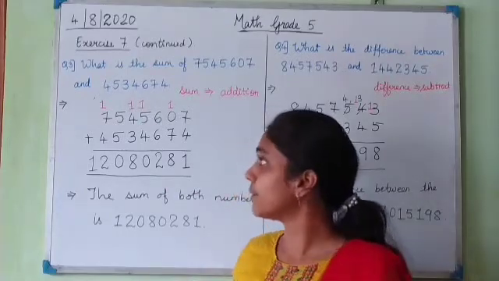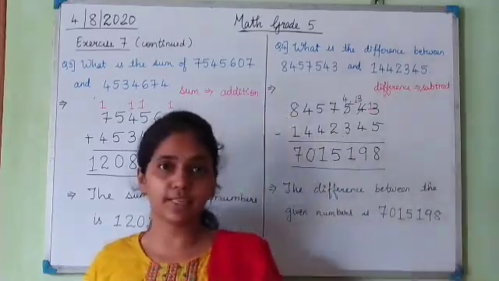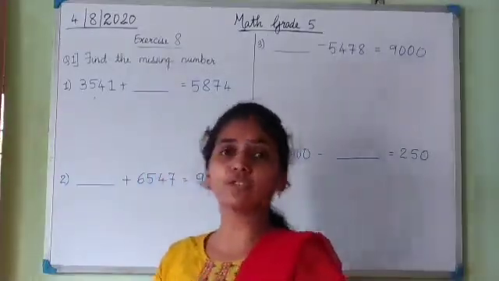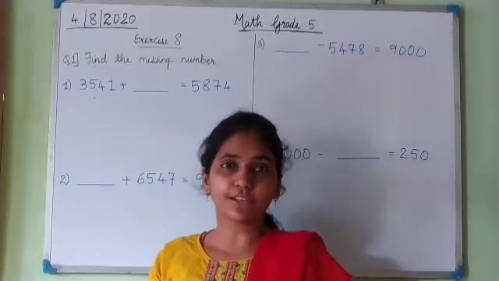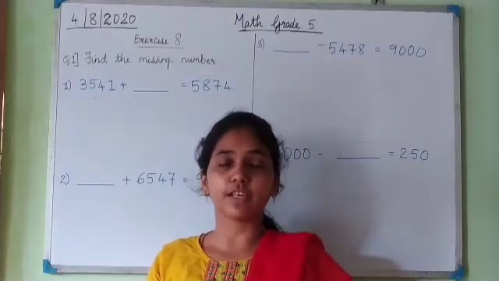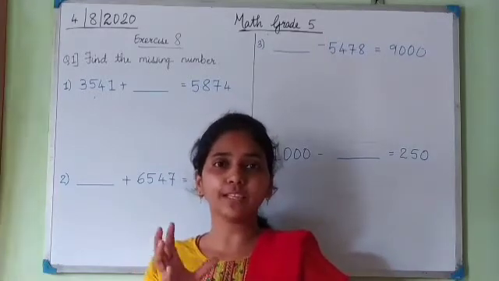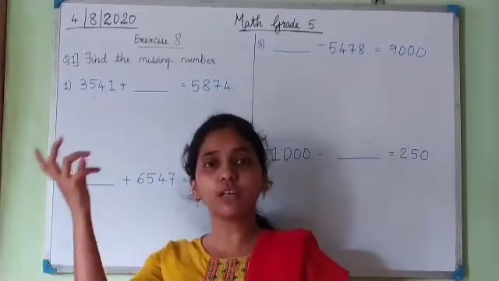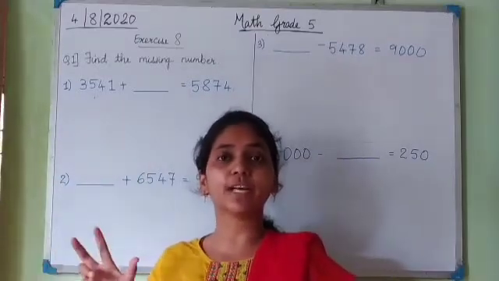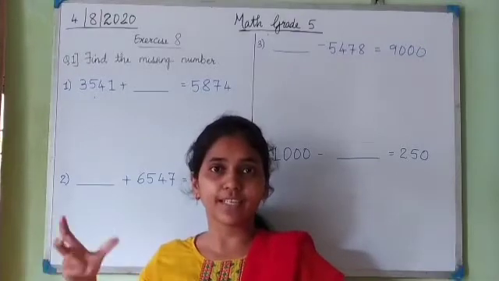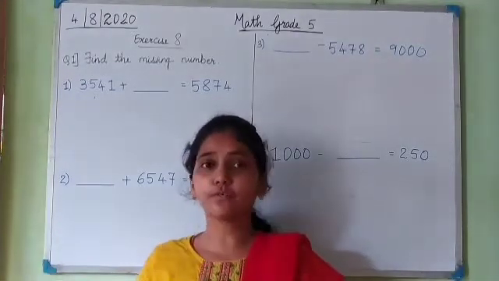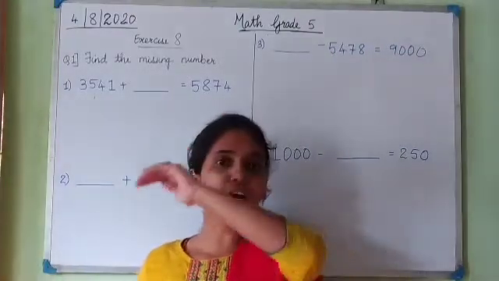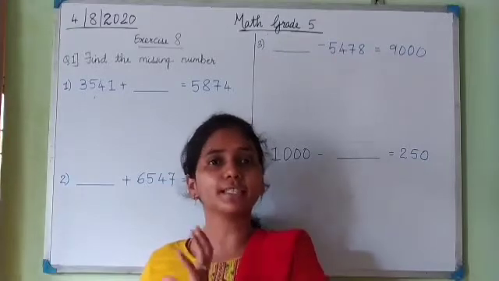So now we go to exercise 8. Okay, go to exercise number 8. In this exercise, we are going to see that addition and subtraction are inverse operations. Inverse operations means what? If there is a number which is added on one side of the equal to sign, then after going to the other side of the equal to sign, it becomes subtracted. Okay, it gets subtracted. And if a number is subtracted on one side, then after going to the other side of the equal to sign, it gets added.